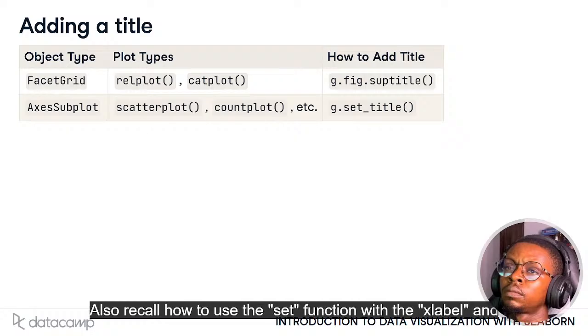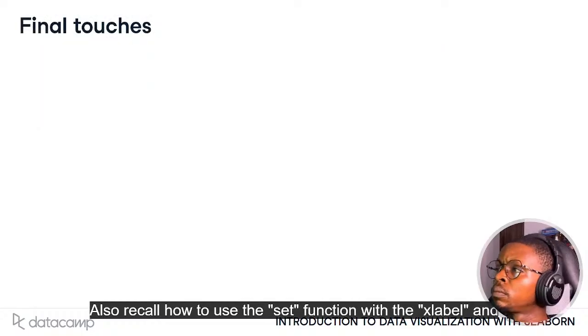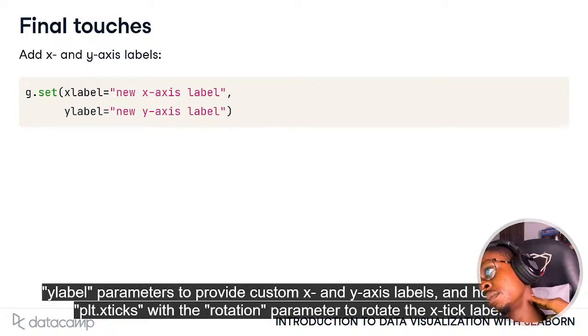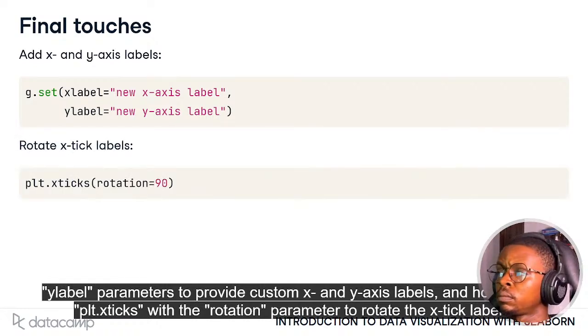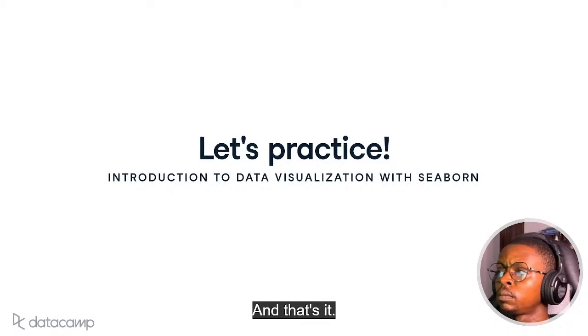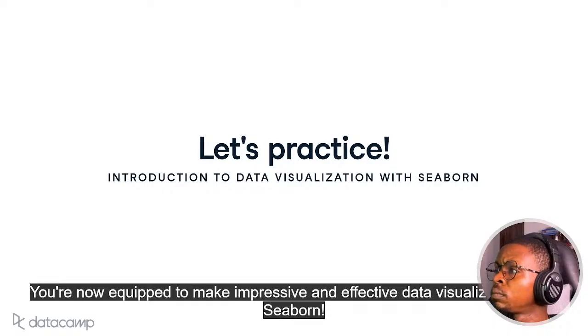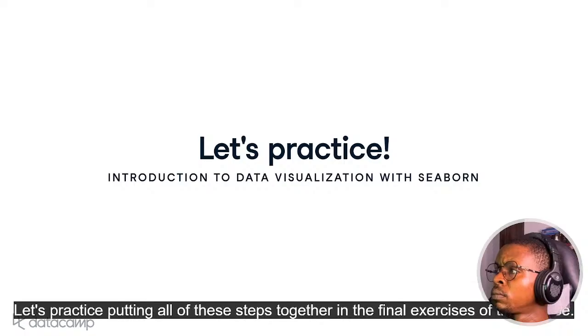Also recall how to use the set function with the xlabel and ylabel parameters to provide custom x and y axis labels, and how to use plt.xticks with the rotation parameter to rotate the x tick labels. And that's it! You're now equipped to make impressive and effective data visualizations with Seaborn. Let's practice putting all of these steps together in the final exercises of this course.